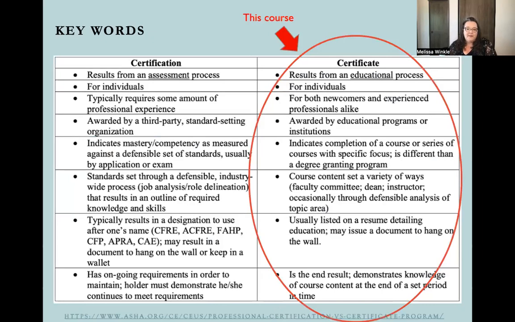So we've included a couple of bullet points here for you with certification versus certificate, so you can look at those at your leisure. Remember, in this course, you are getting a certificate. You are not getting a certification. That is very different.